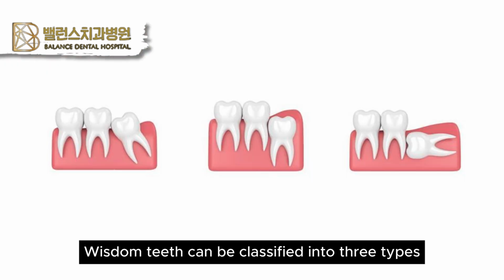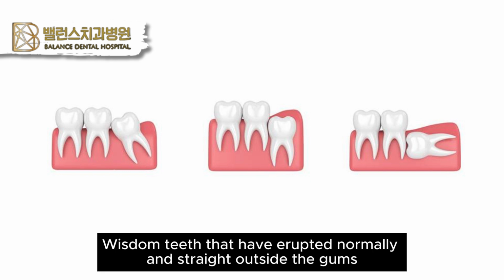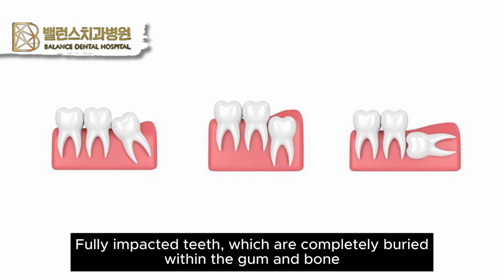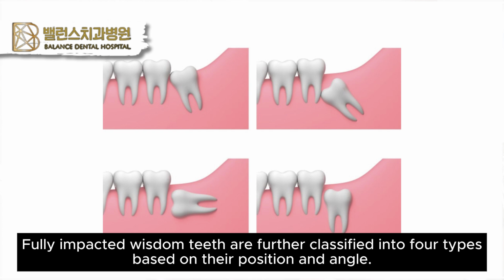Wisdom teeth can be classified into three types: wisdom teeth that have erupted normally and straight outside the gums; partially impacted teeth, where part of the tooth is covered by gum tissue; fully impacted teeth, which are completely buried within the gum and bone. Fully impacted wisdom teeth are further classified into four types based on their position and angle.